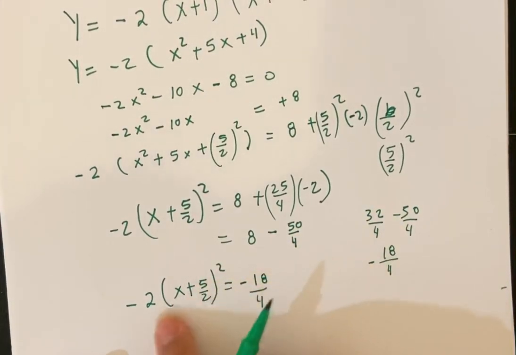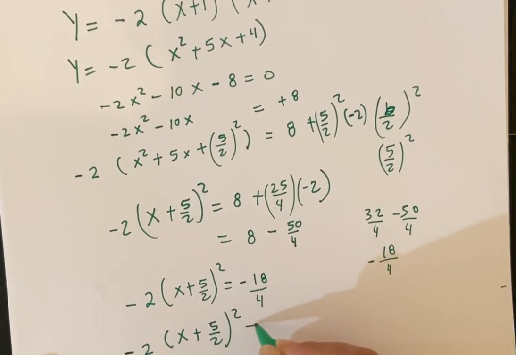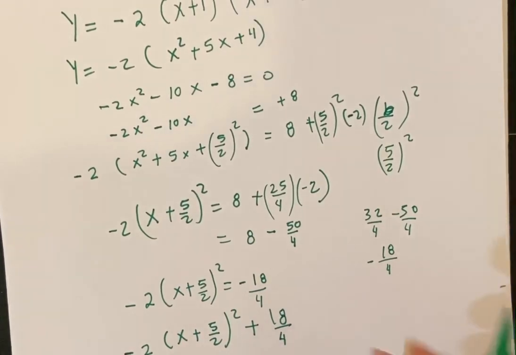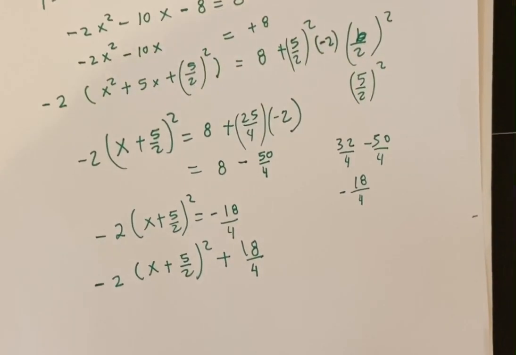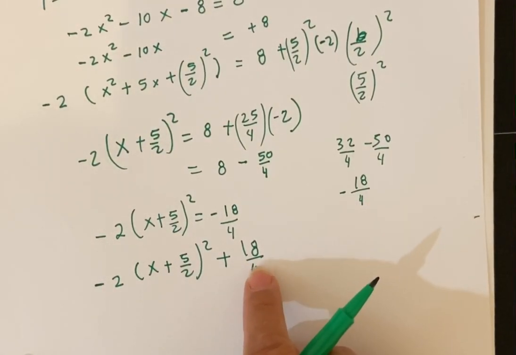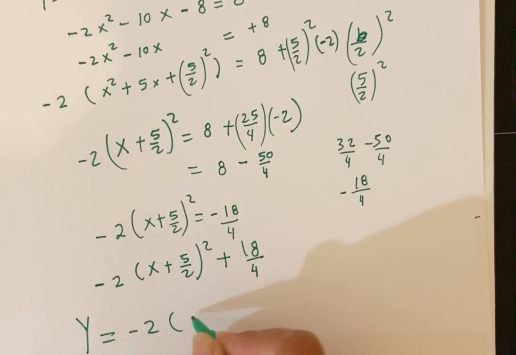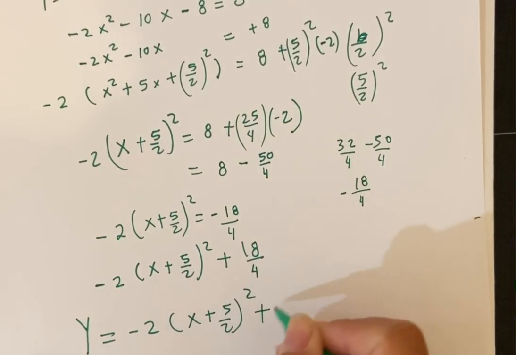Now I want to send this to the other side as positive, so -2, and then x plus 5 over 2 squared, and then plus 18 over 4. And that should be the equation. So this is written in the vertex form. So there it is, your equation written in vertex form. -2, x plus 5 over 2 squared, and then plus 18 over 4.